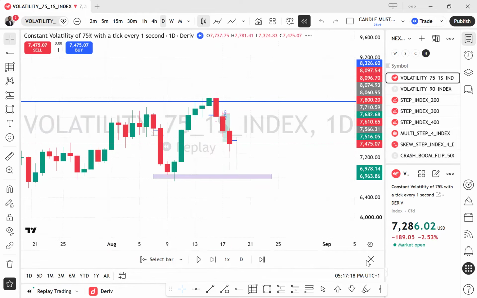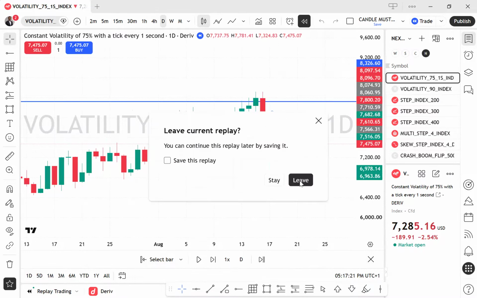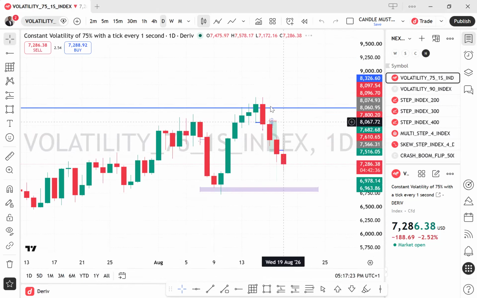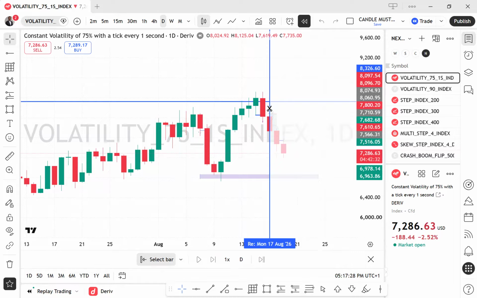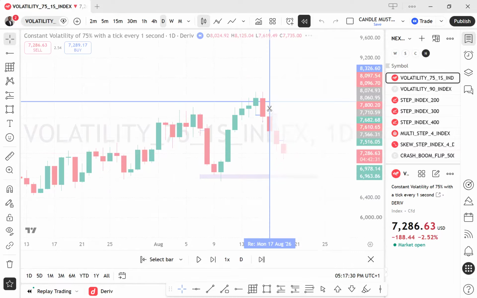Oh no, it couldn't pick. So let's still pick it. Let's pick it. So we are going to see. I want us to see when the market closed so that you can see what I am looking for.